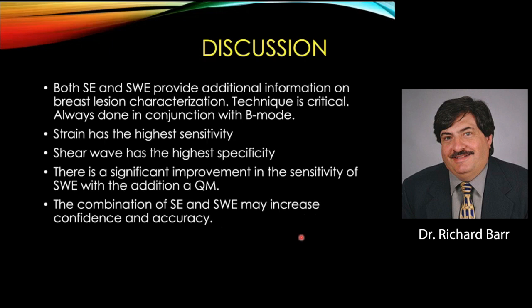So both strain and Shearwave provide additional information on breast lesion characterization. Technique is critical, always done in conjunction with B mode. Strain, at least in our hands, has the highest sensitivity, and Shearwave has the highest specificity. There's a significant improvement in the sensitivity of Shearwave with the addition of the quality measure or quality map, and the combination of strain and Shearwave may increase confidence and accuracy.